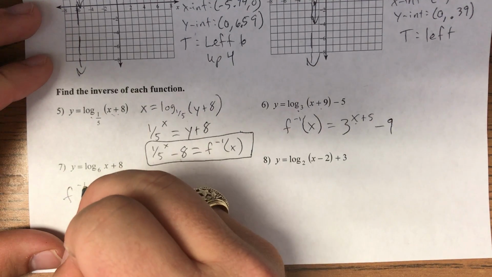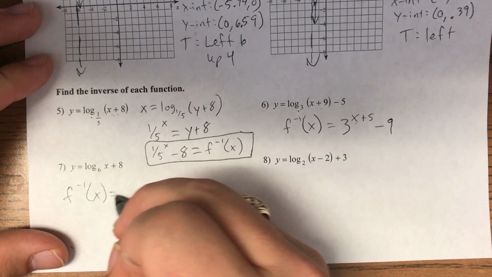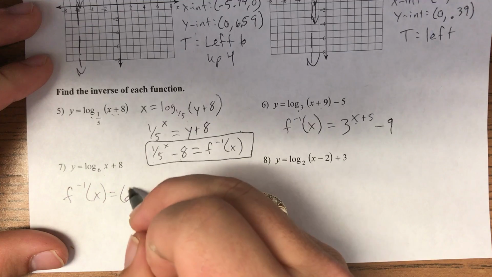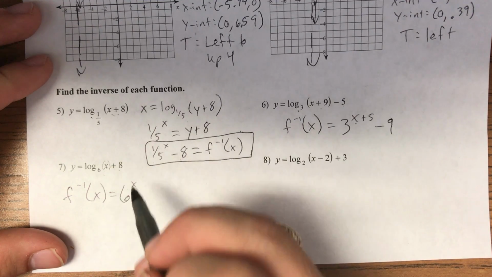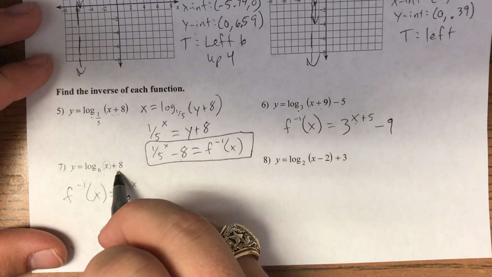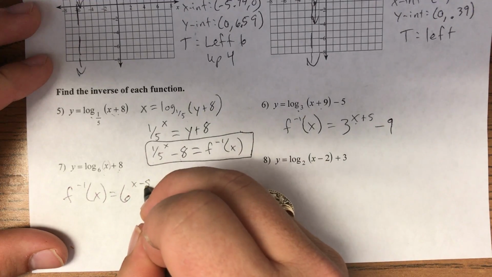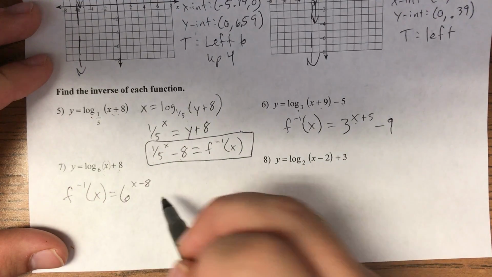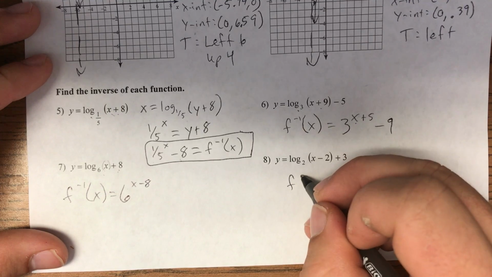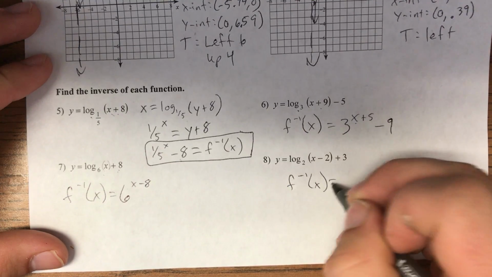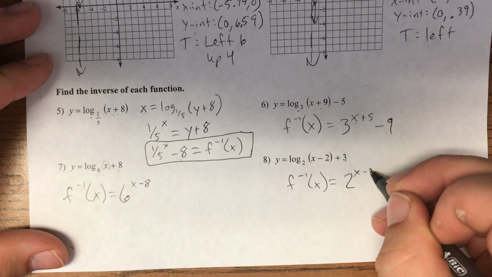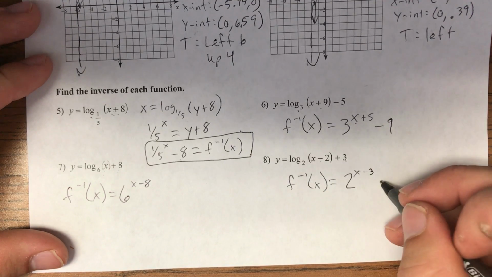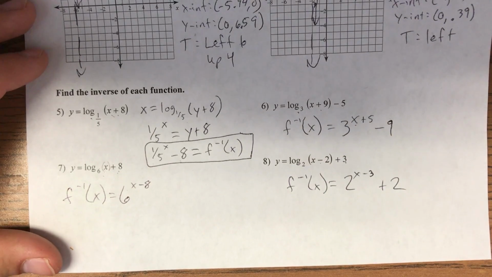On number 7, it's going to be 6 to the x. The +8, there's no parentheses, so the x is the only part on the inside. The +8's on the outside, so it's going to change to be -8 on the inside and nothing on the outside. And the last one, number 8, +3 on the outside becomes -3 on the inside. -2 on the inside becomes +2 on the outside. All right, good luck.